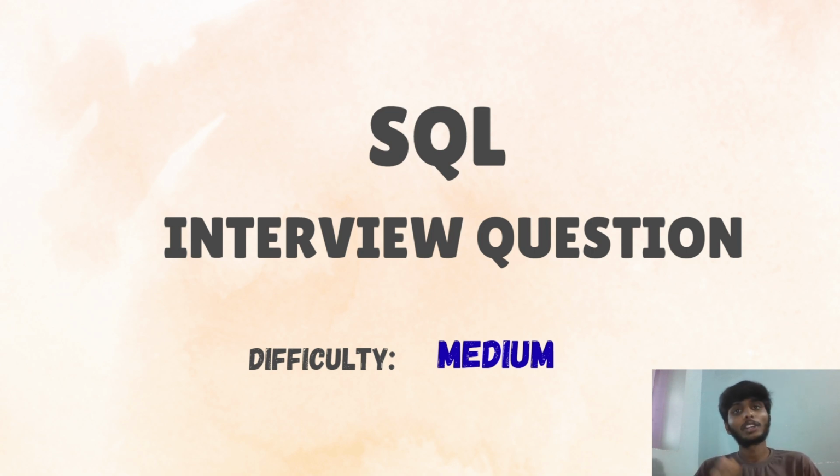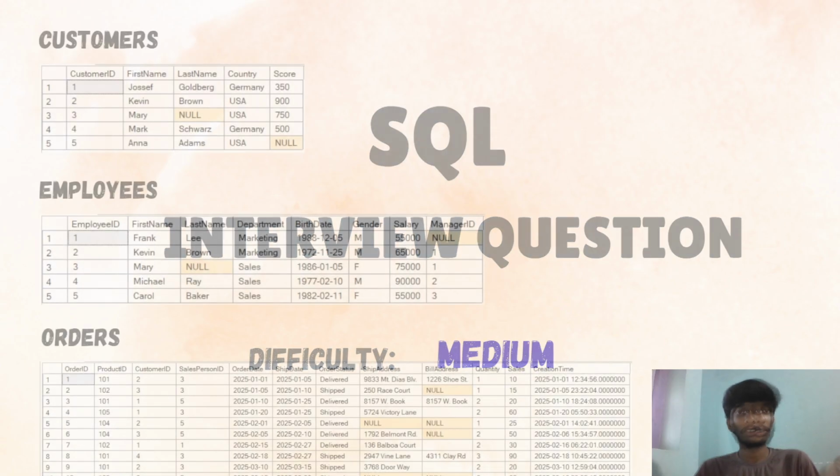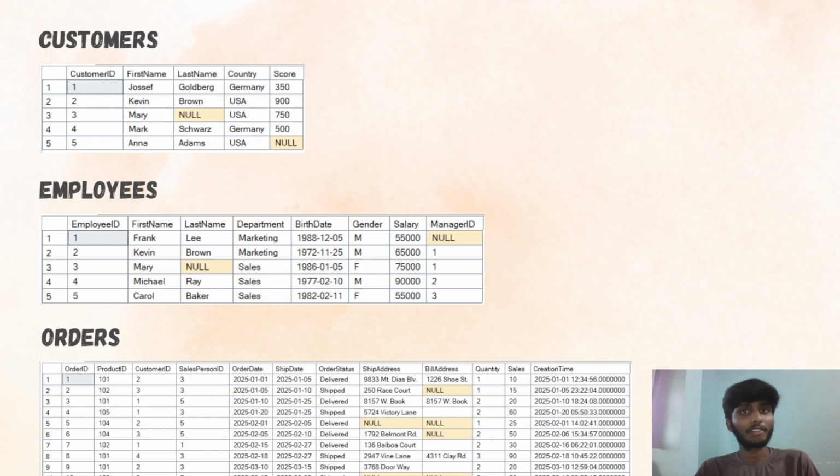In this video, we are going to discuss and solve one SQL question which is medium level difficulty. So let's see the tables required to solve this problem. We are using 5 tables to solve this problem. One is customers table, which contains customer ID column, first name, last name, country and score. These are all the columns.